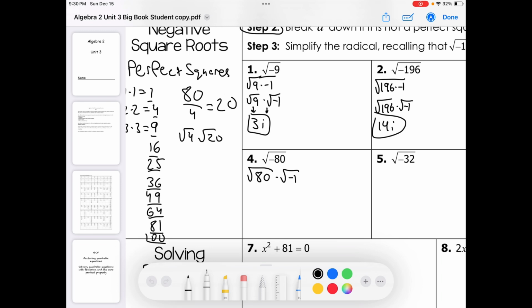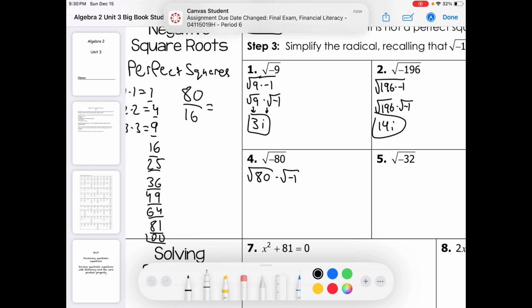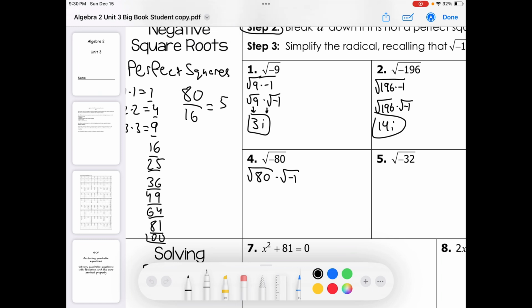However, that's not the biggest number that we can divide it by, and so we want to find the biggest one. We can also divide 80 by 16, which is 5. 80 divided by 16 is 5. So I can break down the square root of 80 into the square root of 16 times the square root of 5. And then I'll bring down this square root of negative 1. Now the square root of 16 is 4, because 4 times 4 is 16. The square root of 5 I cannot break down anymore. And the square root of negative 1 is i.